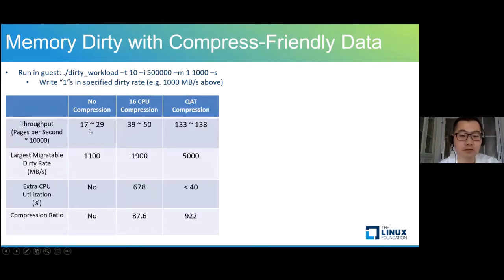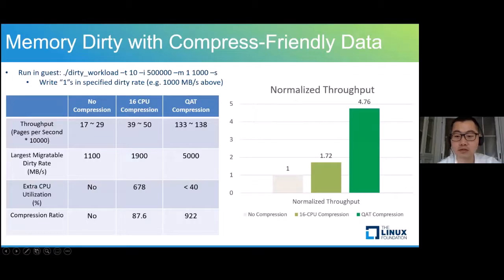To make the numbers simple, I put the multiplier here. For the non-compression case, it can send like 17 multiplied by 10,000 pages per second, up to 29 multiplied by this number. For the 16 CPU case, it's almost 2 times larger, more than 2 times larger. For QAT, it's around 5 times larger. So we can see the normalized throughput here. The QAT case has much larger migration throughput than the non-compression case.